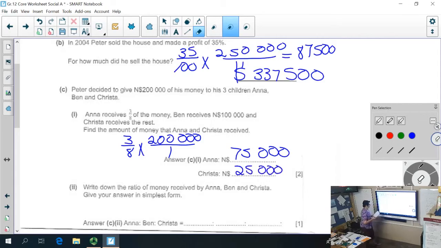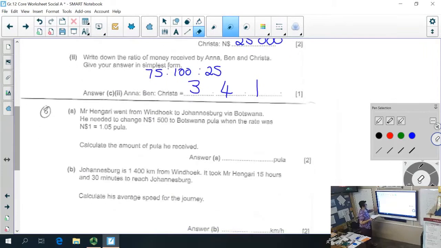Write down the ratio of money received by Anna, Ben, and Krista. Give your answer in its simplest form. So if I compare it now, Anna got 75,000. I'm going to cancel the zeros immediately. Ben gets 100,000 and Krista gets 25,000. So I've cancelled the zeros and now I have to find the highest common factor that can divide into each one there, which will obviously be 25, isn't it? So if I divide 25 in there, it's 3 to 4 to 1. That is what that one is.